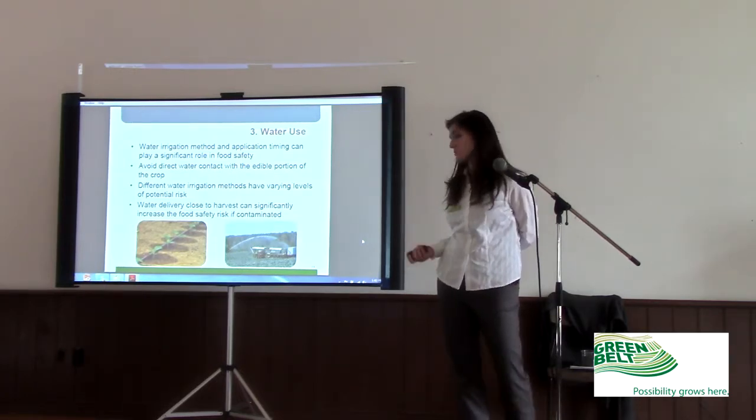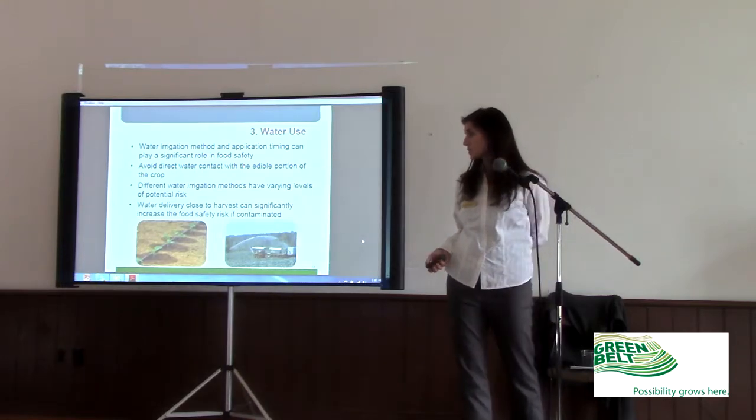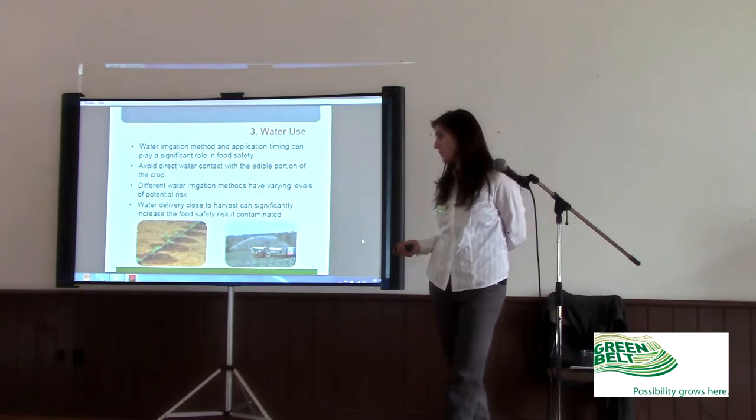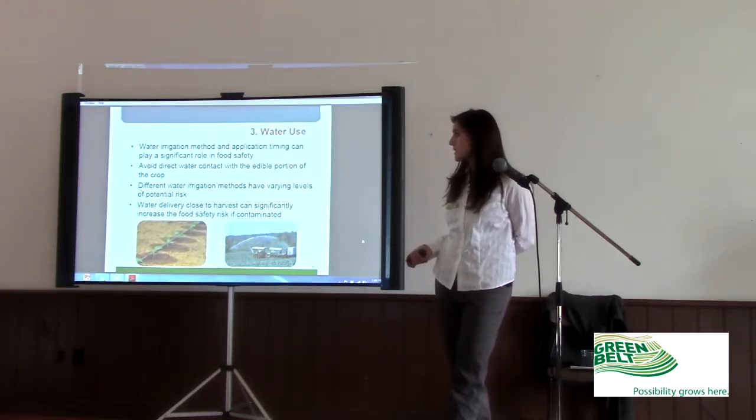Water use is the third thing. How you're using it and when you're applying it plays a huge role in that. You have your drip irrigation versus overhead irrigation, two completely different methods, and definitely a different risk factor for both of those.